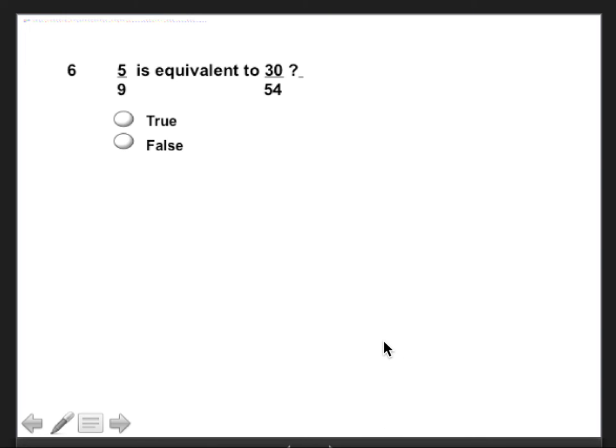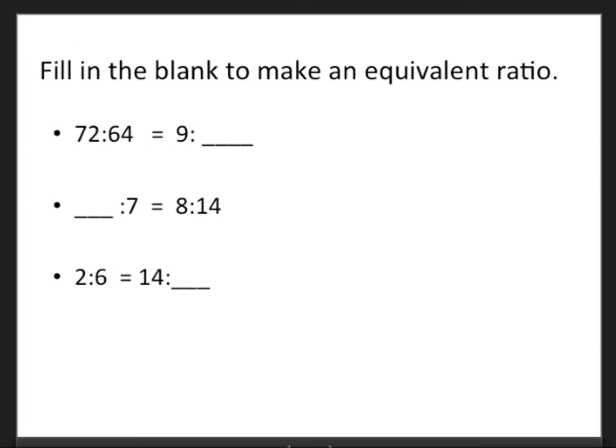Okay, this one: is 5 to 9 equivalent to 30 to 45? 5 times what is 30? 5 times 6. Okay, 9 times 6 is 54. So are these equivalent ratios? Yes. Okay.